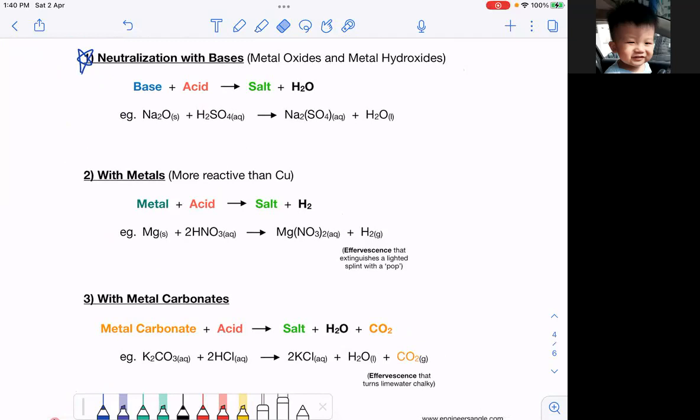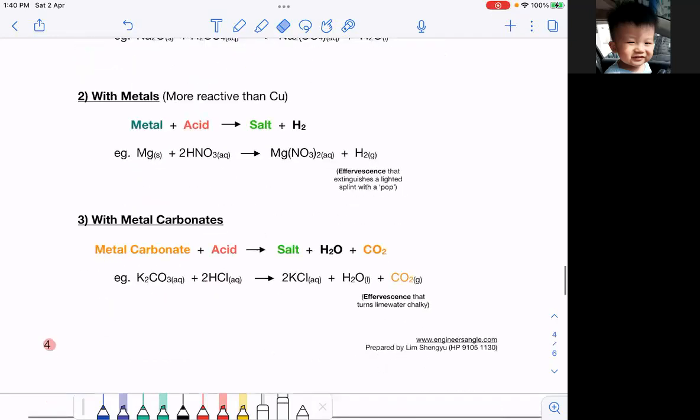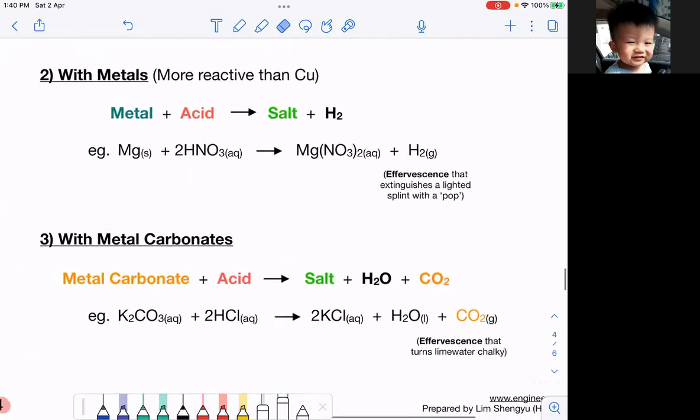Xianghui, correct. Clarice, wow, very challenging crisscross, but you look good. It looks good. Okay, Clarice tried something difficult, good for you. Okay, all done already. Now, acids also like to react with metals.